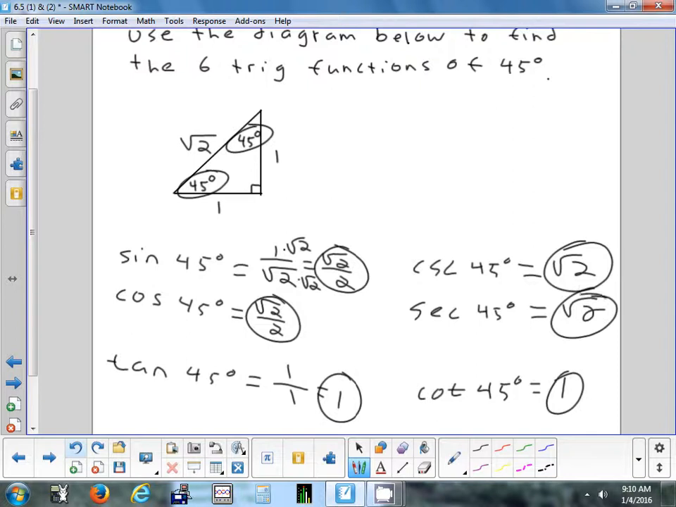Okay, so those are the 6 trig functions for 45 degrees. And those never change. No matter what problem we do, what size triangle, these are always the same.